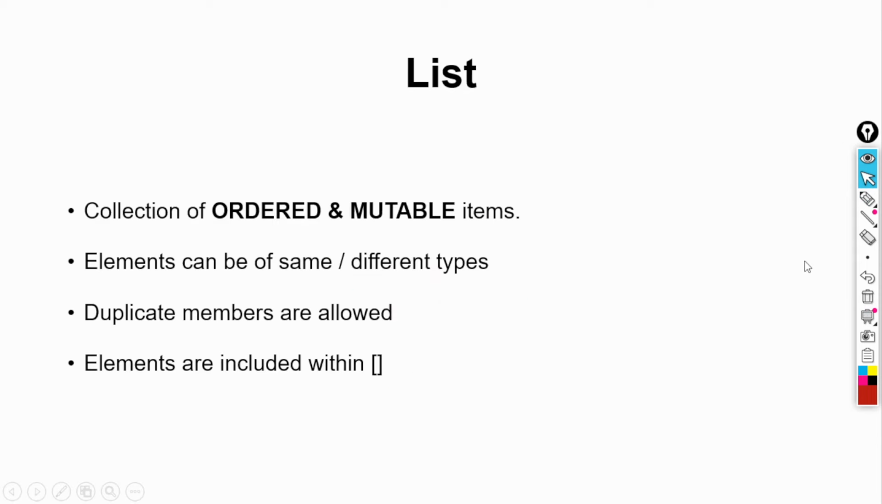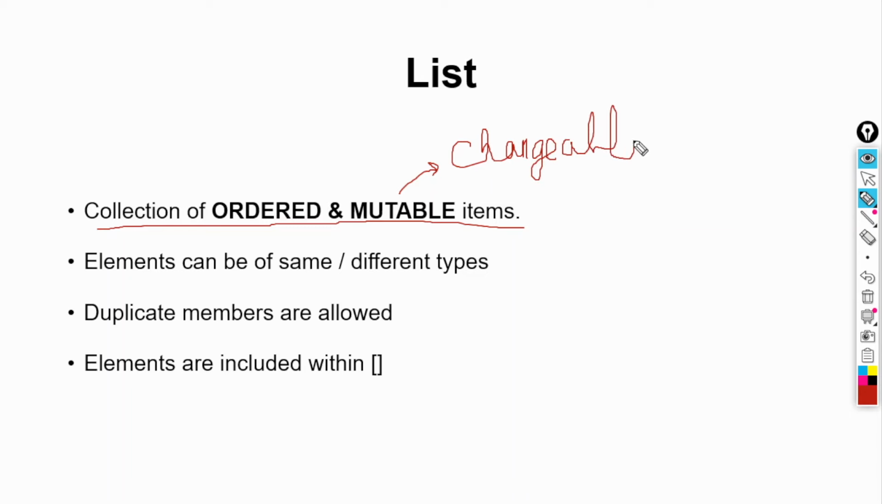Okay. So what is a list? A list is a collection of ordered and mutable items. As I said, these are ordered items and mutable, that is, changeable. We'll also be seeing examples as we move to the lab sessions.